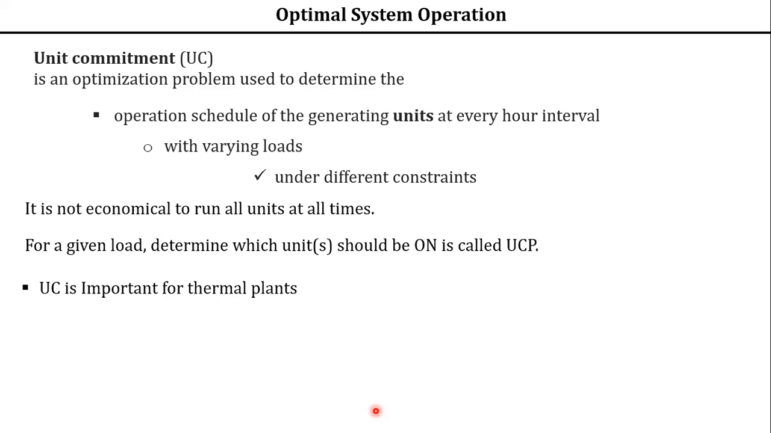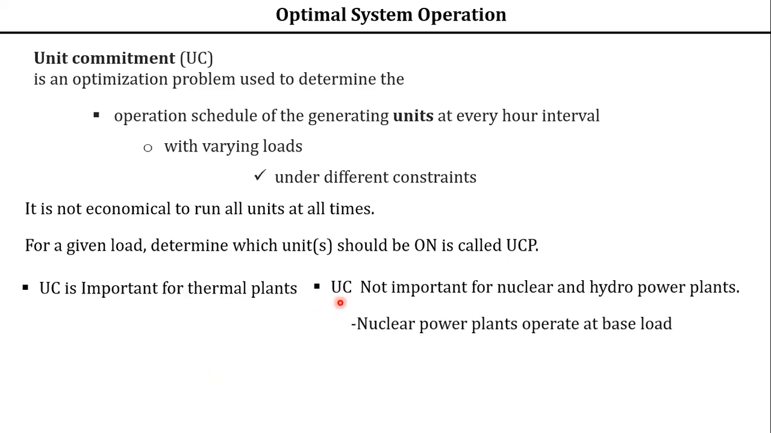However, it is important for thermal plants because we have the operating cost. This is what I have explained: not important for nuclear and hydro. Nuclear power plants operate at base loads, there is no variation in load, and therefore there is no control of this load. Clear? So we will be dealing with the unit commitment problem for thermal plants only. That's why I've taken Raichur thermal station here as an example.